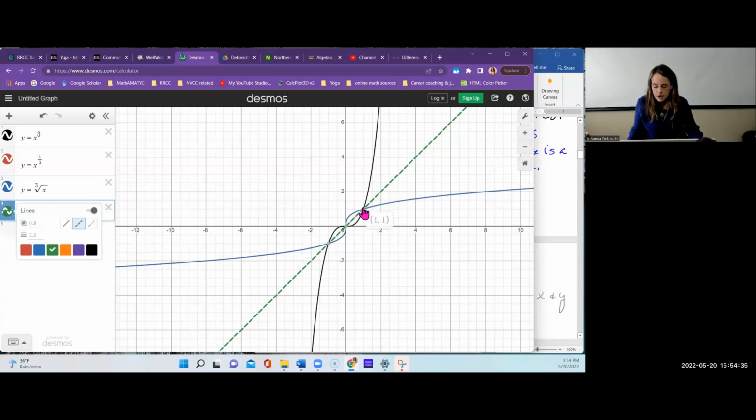This part of the cube root function lays on this part of the cube function. And this part of the cube root function lays on this part of the cube function. In this way, they are mirror images, but across the identity function y equal x. This is always true for an inverse equation and the original function. Whether the inverse is a function or not, they do form mirror images across this line.